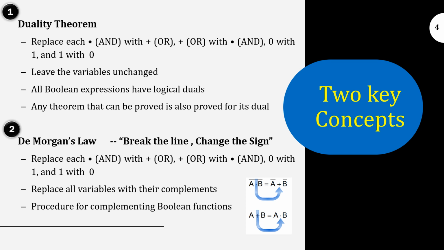For example, (A·B) the whole bar. The complement line is broken, and we are replacing all the variables with their complements. So A is changed to A bar, B is changed to B bar, and the dot operator is changed to the plus operator. Okay, similarly, (A + B) the whole bar is equal to A bar · B bar. Okay, so this is a procedure for complementing Boolean functions.